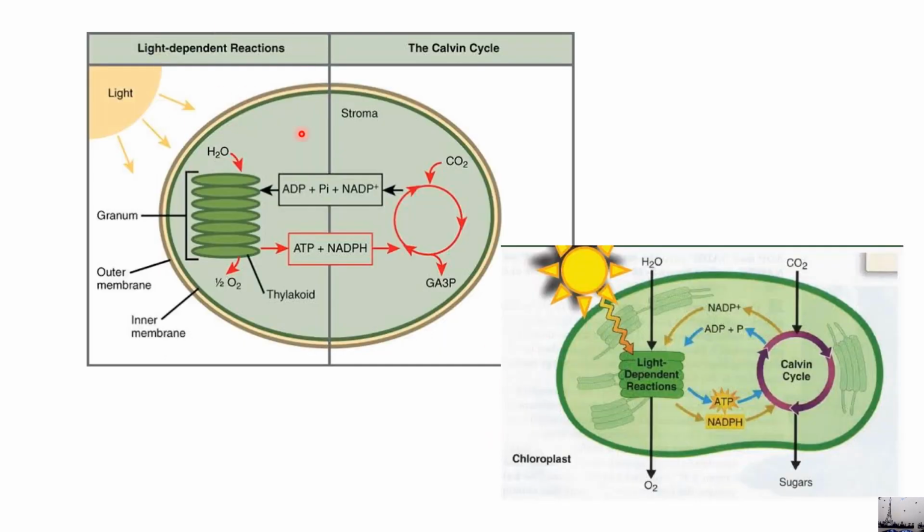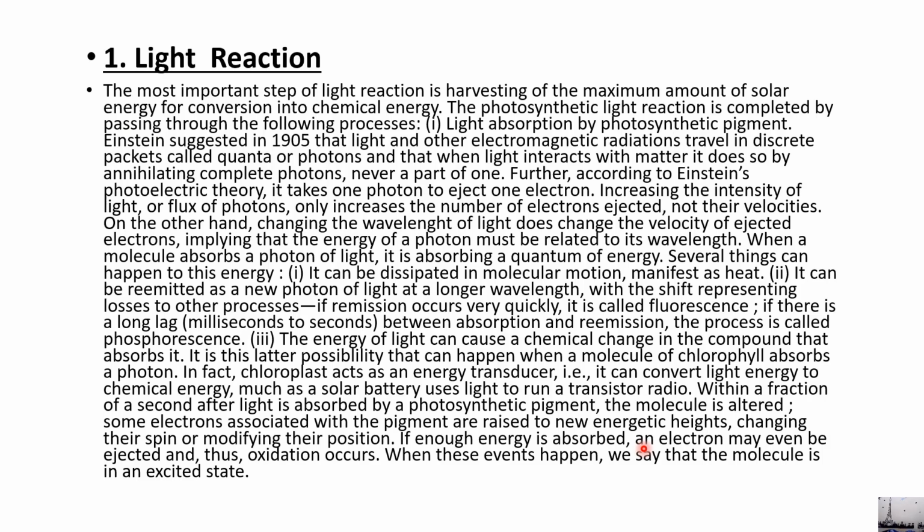So this is a light dependent reaction. This is the Calvin cycle. So the light reaction, the most important step of the light reaction is harvesting of the maximum amount of solar energy for conversion into chemical energy. So the photosynthetic light reaction is completed by passing through the following process, like light absorption by photosynthetic pigment.